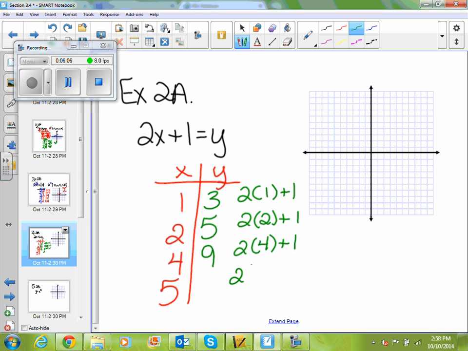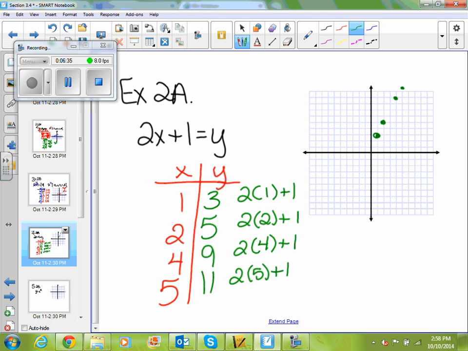And if I plug in 5, 2 times 5 plus 1. 2 times 5 is 10 plus 1 is 11. Okay? So I have my points if I'm going to graph. So 1, 3 tells me to go over 1, up 3. 2, 5 tells me to go over 2, up 5. 4, 9 tells me to go over 4, up 9. And 5, 11 tells me to go over 5, up 11.